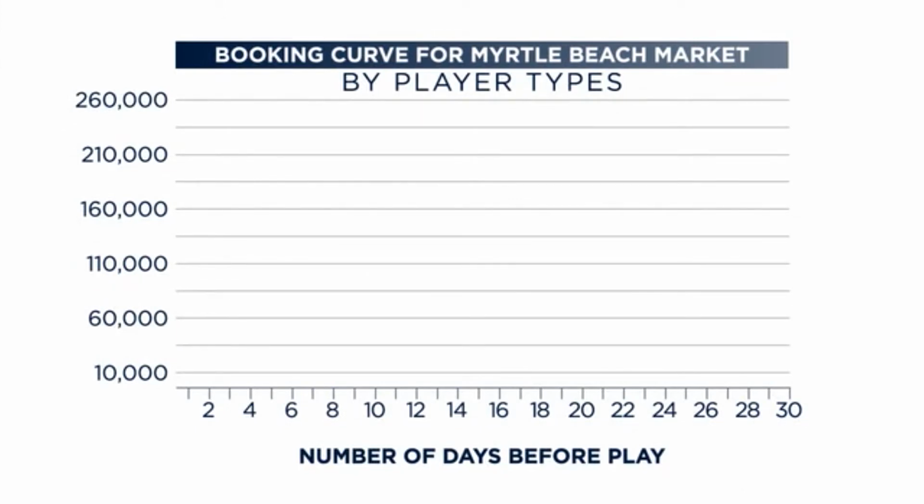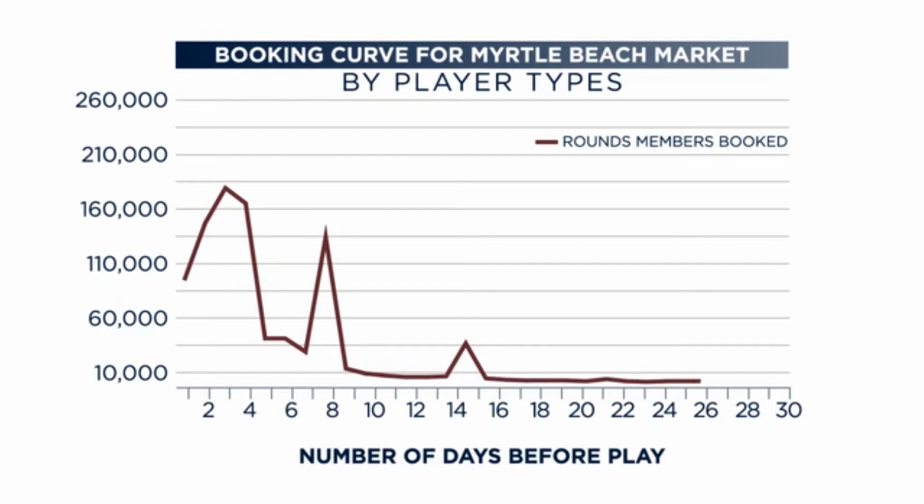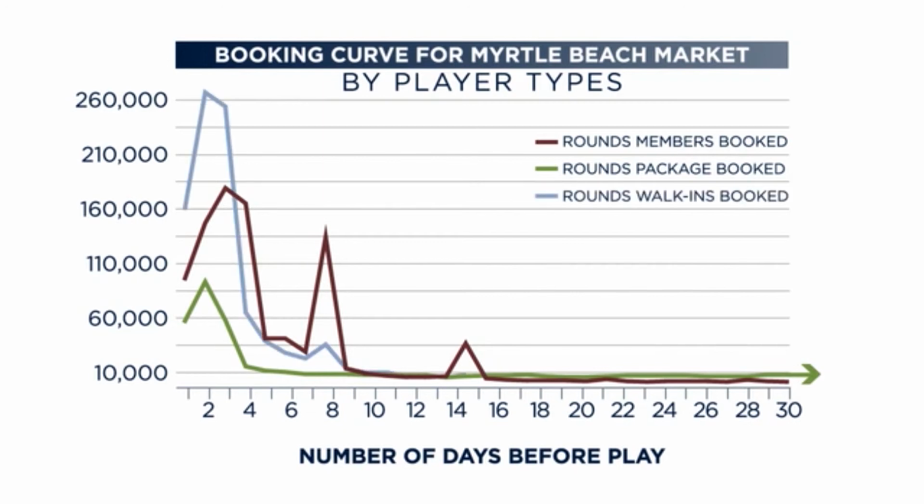This last chart shows you booking curves for Myrtle Beach by 3 different player types. The player types tell us that our members are booking way in advance, meaning a week or 2 weeks, while our package booking is possibly happening even further out than 30 days, so it's not necessarily on this chart, and our walk-in is last minute. This is very helpful because how we offer possible sales or inducements or just encouragement to come play on our course will probably differ by these 3 player types.